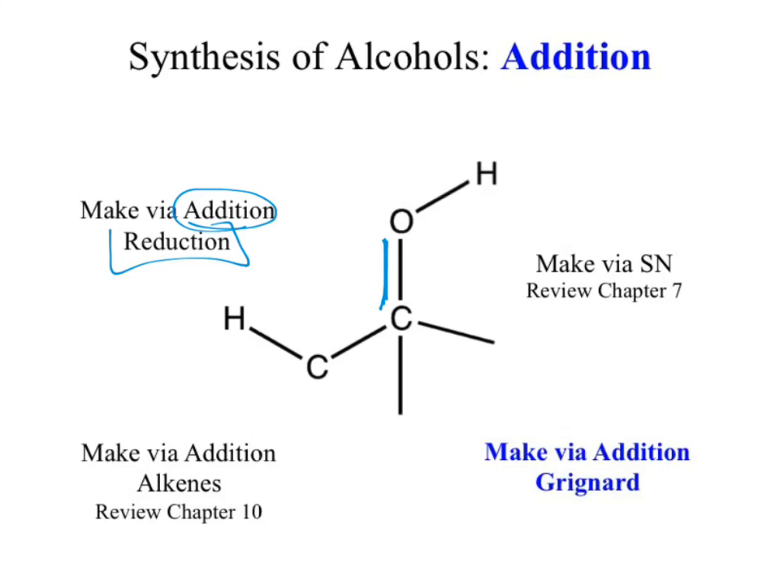What was the reagent? If I made that a carbonyl and I want to turn it into an alcohol, what was the reagent I added? I added hydride. Hydride was my nucleophile. Okay, H minus. The reagent we could have added? Sodium borohydride. Lithium aluminum hydride. We're adding H minus as a nucleophile.